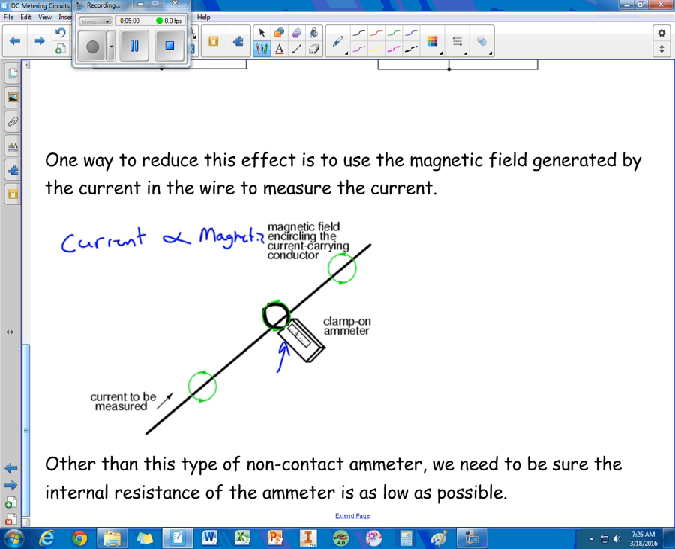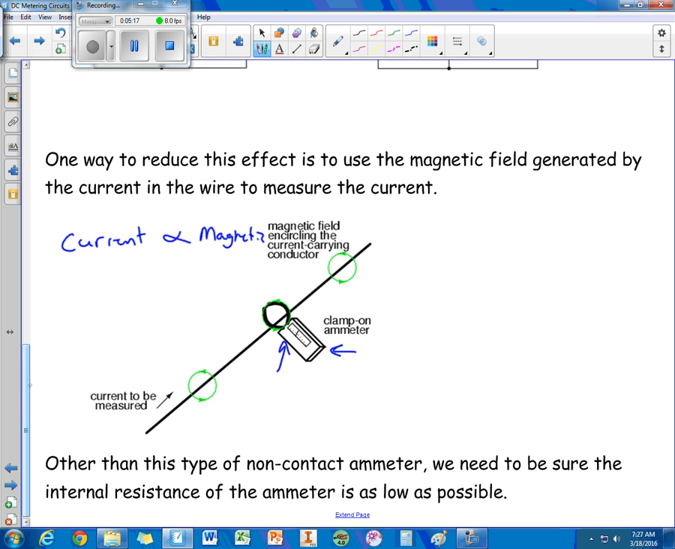These devices right here, you can pick them up at any box store, home improvement store. They're actually very, very common. And it's a nice device because you don't need to hook it up to your circuit to measure current.